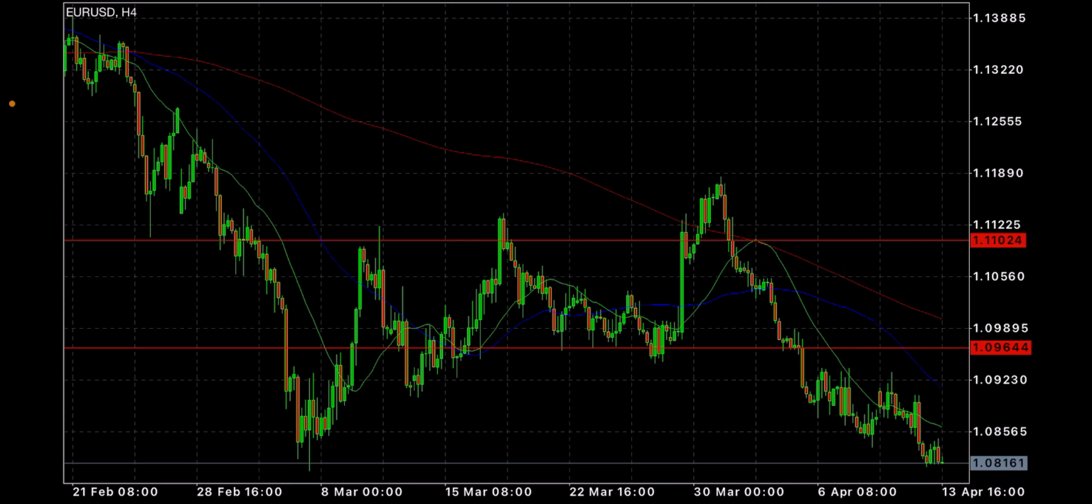So despite whatever good news comes out about the euro, we're going to see a weakening of the euro, with slight upticks in the strength of the euro periodically, but we're going to continue to see a weakening of the euro.